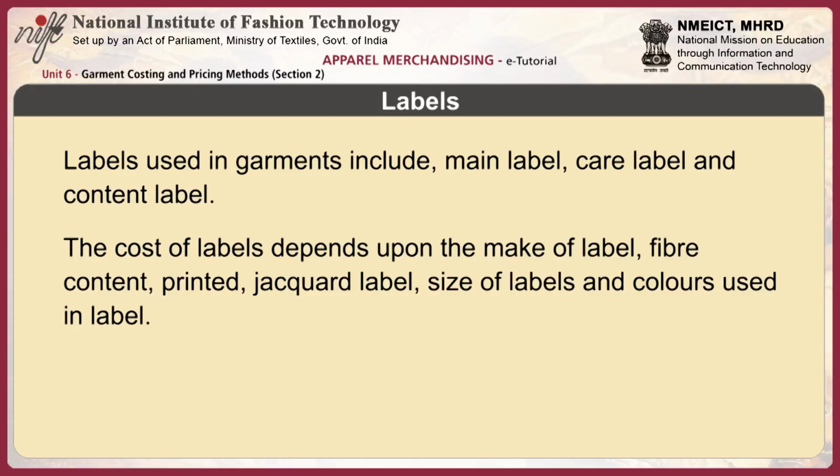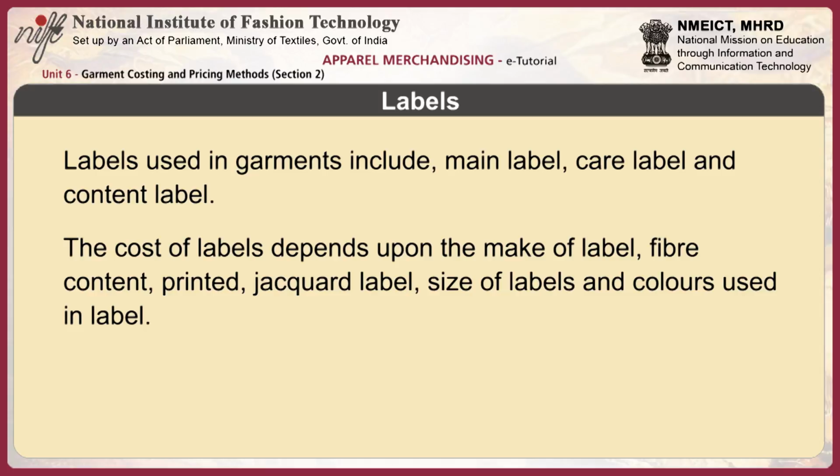The content label gives the content of the fabric of the garment, what type of fabric is used. So the fabric type is indicated in the content label. Like that, mainly we have the main label, which indicates the brand, the care label, and content labels and size labels are commonly seen labels in the garment.